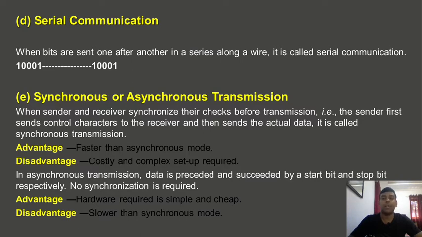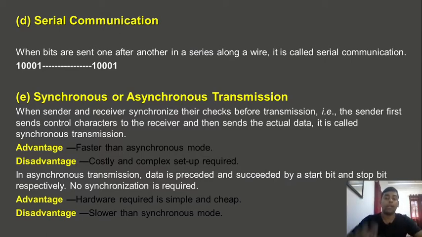When sender and receiver synchronize their chips before transmission, that is, the sender first sends control characters or control signals to the receiver and then sends the actual data, it's called synchronous transmission. I hope you get it, right? Just before sending the actual data, the sender sends a control character to the receiver. Only after successfully sending the control signal does it start sending the actual message.